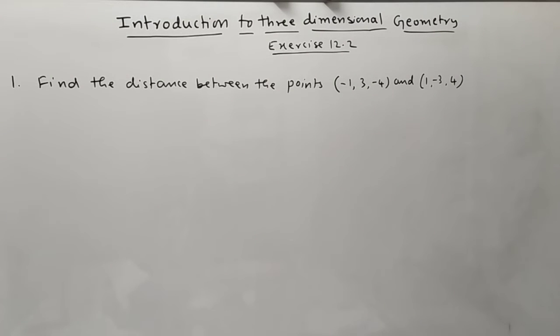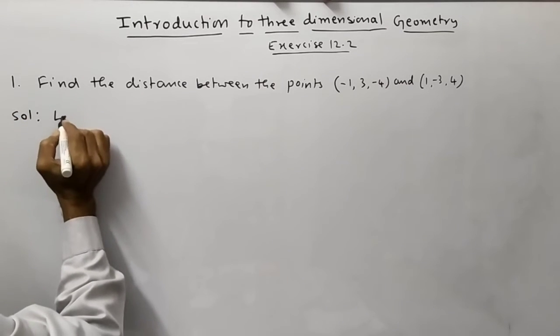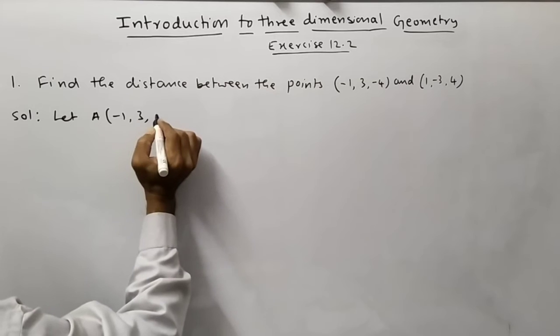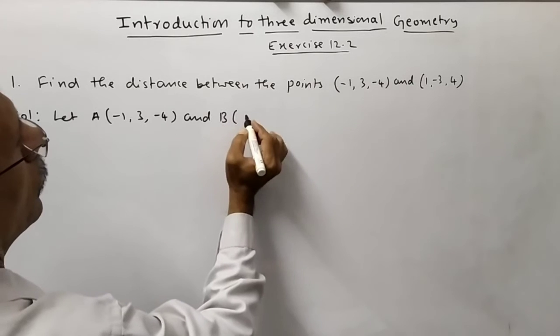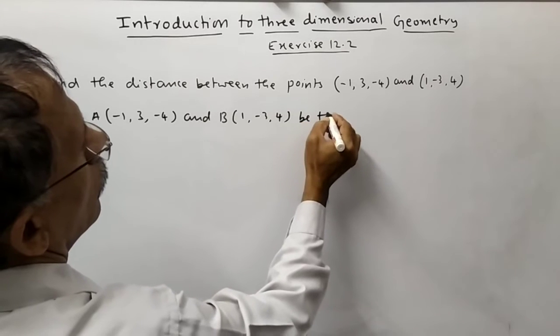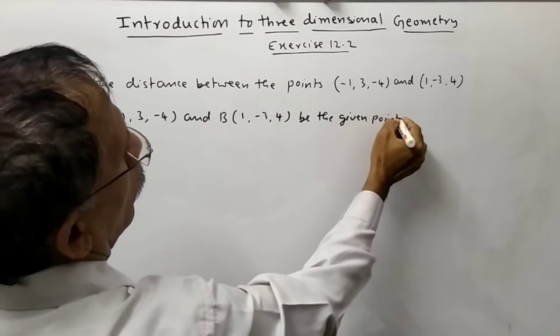Exercise 12.2. Question number 1. Find the distance between the points with coordinates -1, 3, -4 and 1, -3, 4. Solution. Let A with coordinates -1, 3, -4 and B with coordinates 1, -3, 4 be the given points.